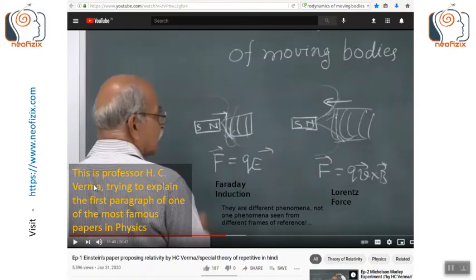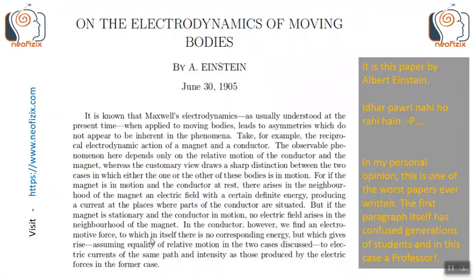This is Professor H.C. Verma trying to explain the first paragraph of one of the most famous papers in physics. It is this paper by Albert Einstein.